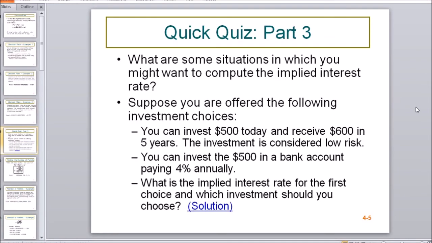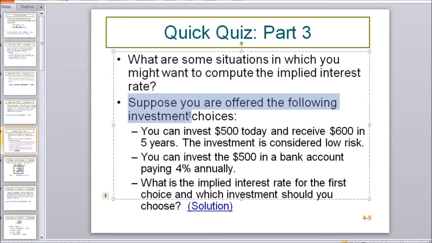Okay. Let's have a quick recap with additional questions. Suppose you choose one of the following investments. Either you invest $500 today and receive $600 5 years later, or you invest $500 and receive 4%. Which is better? Well, to answer this question, let me calculate the interest rate for the first scenario and compare if it's better than 4% or not.